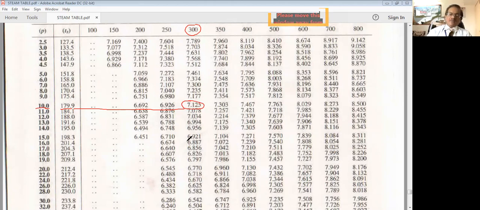In some of the steam tables, you will see all three values given simultaneously, or we can say in a single place, for the specific volume, the enthalpy, and the entropy. But here in this steam table, we are seeing that values are given separately for the specific volume, the enthalpy, as well as the entropy.